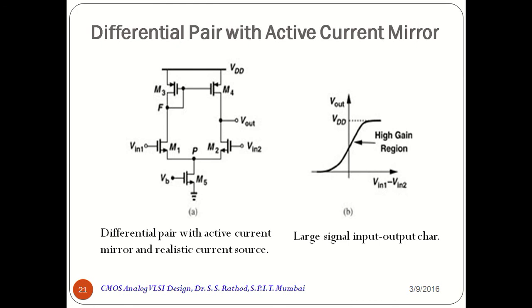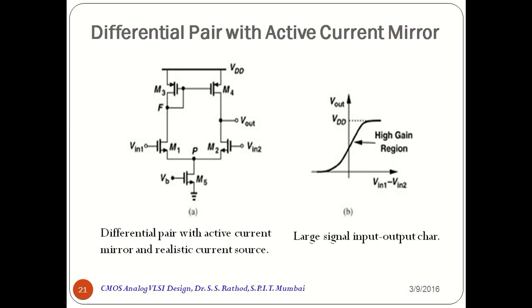As Vin1 becomes more positive than Vin2, ID1, ID3 and ID4 increase and ID2 decreases, eventually driving M4 into the triode region. So if Vin1 minus Vin2 is sufficiently large, M2 turns off and M4 operates in the deep triode region with zero current, and hence we get the output voltage equal to VDD. Note that Vin1 should be greater than Vin2 plus Vth. Then M1 enters into the triode region.